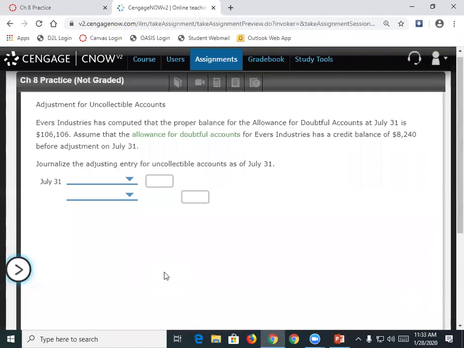So now we are ready. We can do number 4 and number 5. We're rounding out our bad debt calculations. Okay.